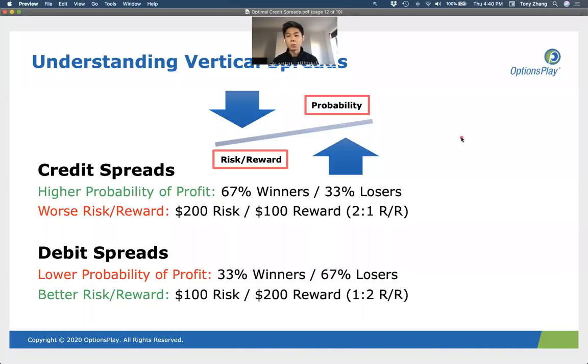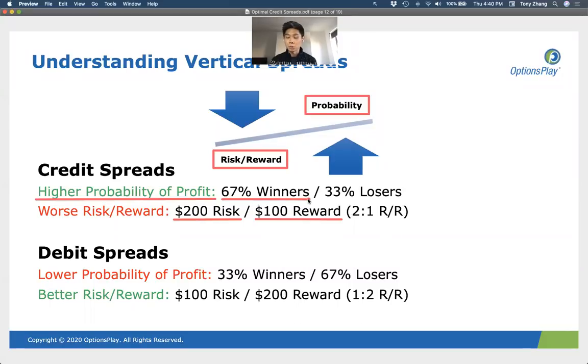And that's the same thing that you have when you're selling credit spreads. Credit spreads have higher probability of profit, but it's important to remember that you have substantially worse risk to reward ratios. Most credit spreads, you're risking usually at least double of the potential reward that you can make, but you do have more winners. So you win more often, but the times that you lose, you will lose more than what you win each time that you win.